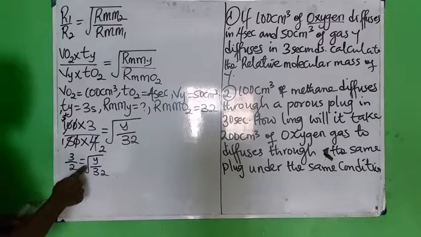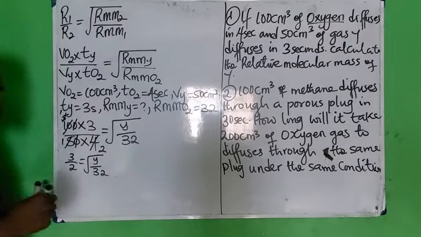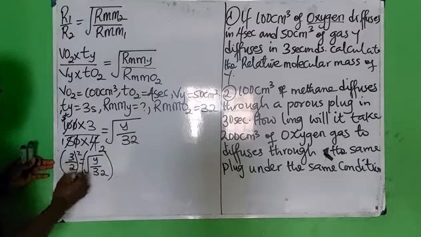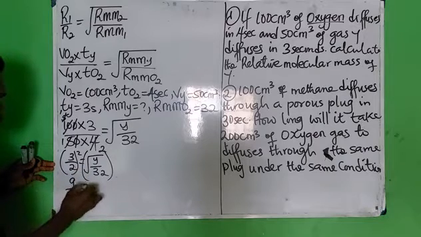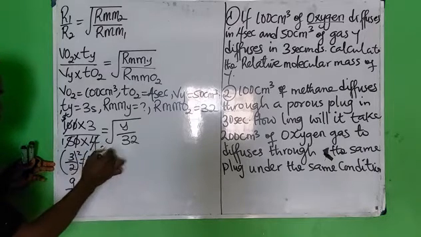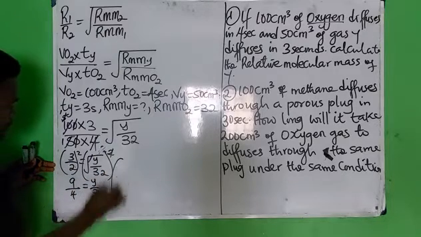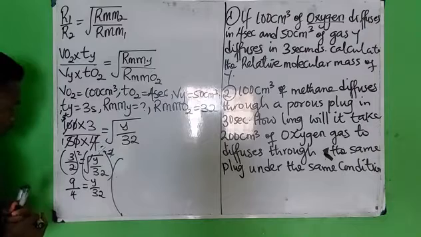You have a square root here. So what do you do? You square both sides. In doing that, it becomes 3 times 3, 9, then 2 times 2, 4, equals this. The square here will cancel out the root. I'll now be having Y over what? 32. Very easy.